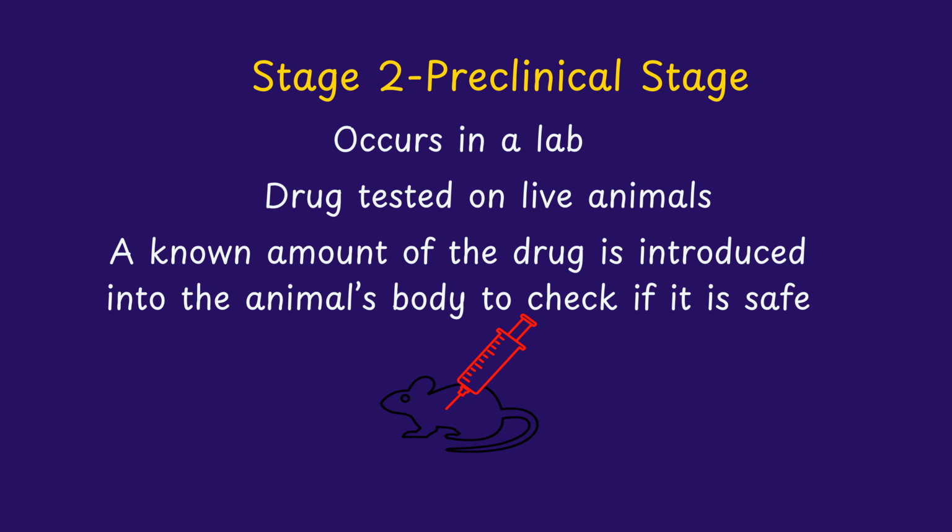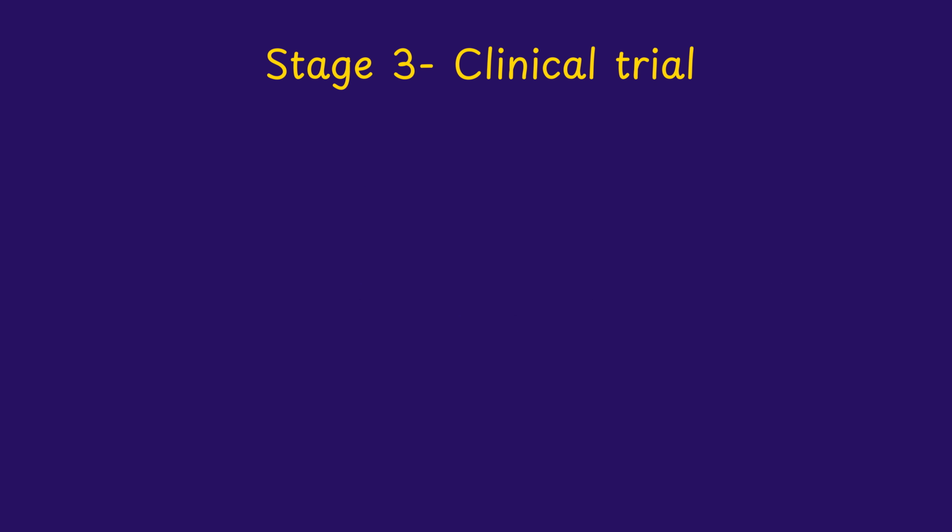The effects of the drug on these animals would be similar to the effects we would experience as we are also classified as mammals. If the drug seems safe to pass the preclinical stage, it will then move to stage 3, which is called the clinical trial.